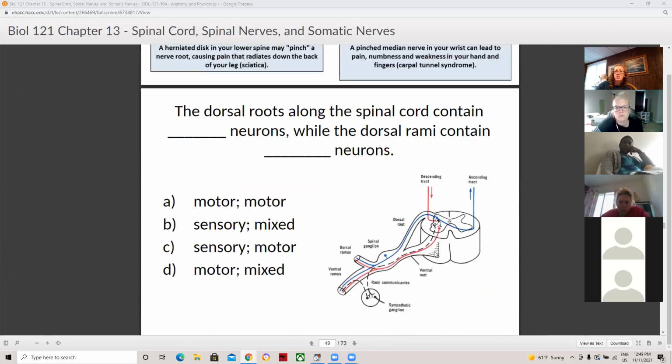Dorsal roots along the spinal cord contain what kind of neurons, while the dorsal rami contain what kind of neurons?